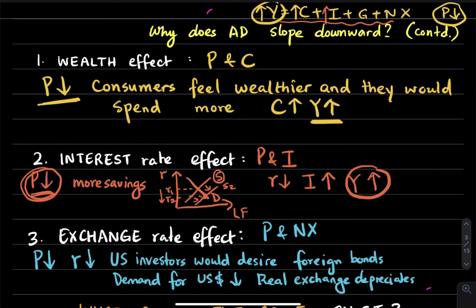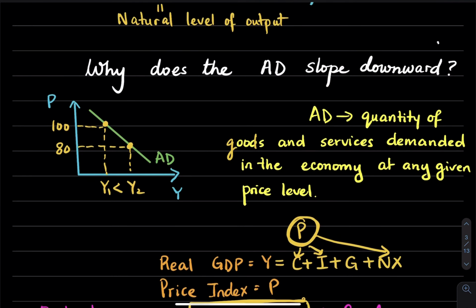If the real exchange rate depreciates, our goods become cheaper for the world market to consume, and that boosts our net exports. So net exports go up, and again, you can see in the national income identity, if net exports go up, Y also goes up, right? And so there is again this inverse relationship between P and Y, which gives rise to this downward slope of the aggregate demand curve.